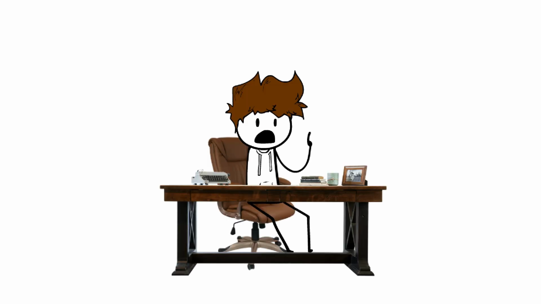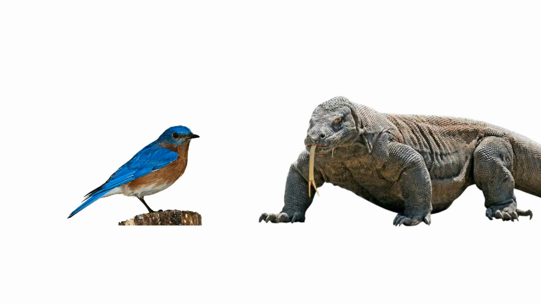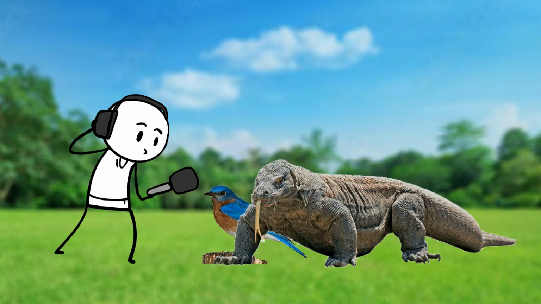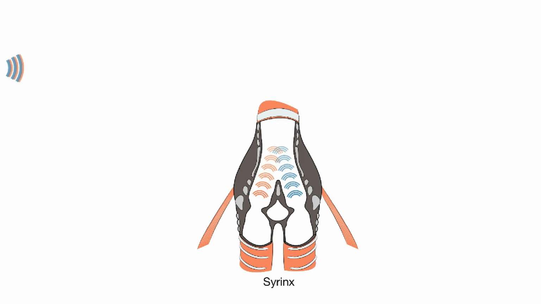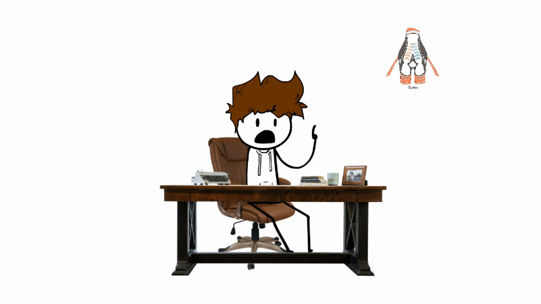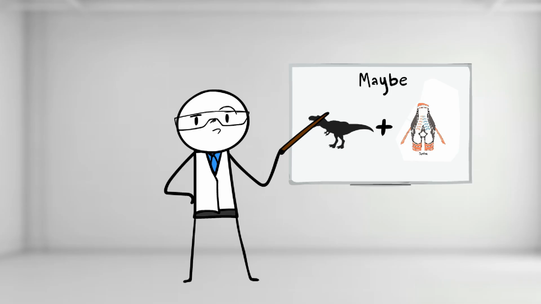One way scientists make educated guesses about dinosaur sounds is by studying their closest living relatives, birds and reptiles. By looking at how these animals produce sounds, we can infer some possibilities for dinosaurs. For example, many birds use their syrinx, a vocal organ, to produce a wide range of sounds. Some scientists believe dinosaurs might have had a similar structure.